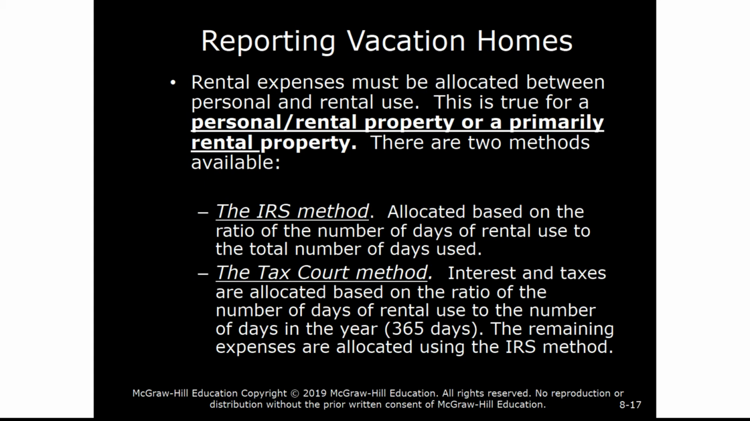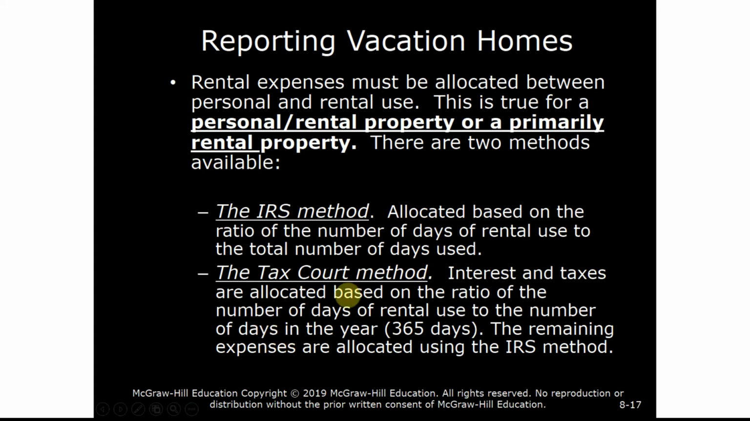One is the IRS method. And this IRS method applies, and I'll go through an example in a few minutes. This IRS method can apply to all expenses, and it's based on the number of days of rental compared to the total number of days used. And again, that'll be more easily understood with an example I'll run through.